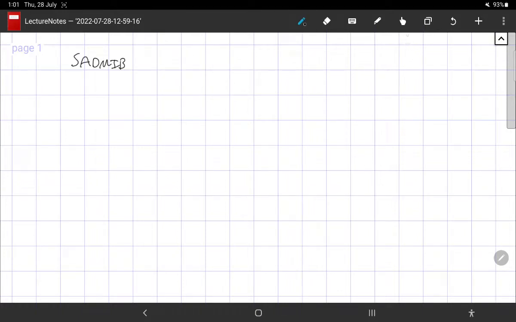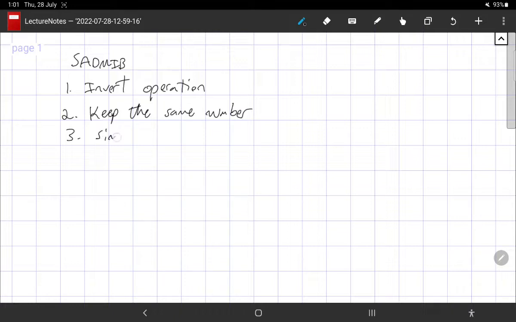Next, what do we have? Well, we have our first step, which is invert the operation. So minus becomes plus, multiplication becomes division, and vice versa. Step 2, we make sure to keep the same number. And step 3, we simplify. With these rules in mind, let's look at example number 1.